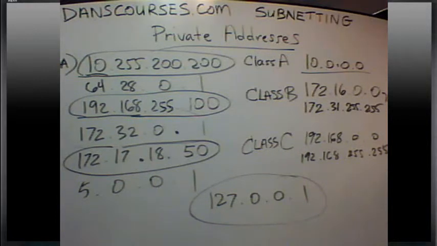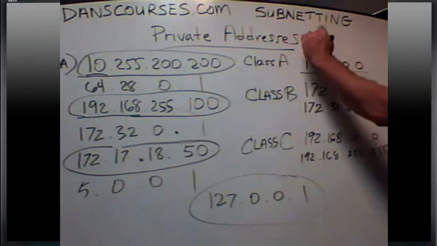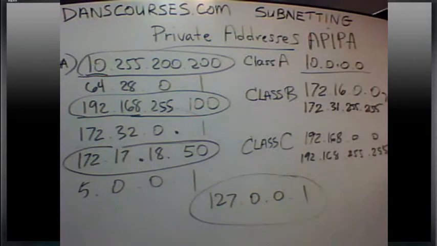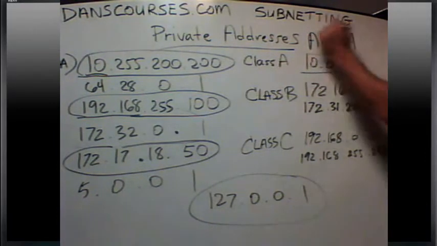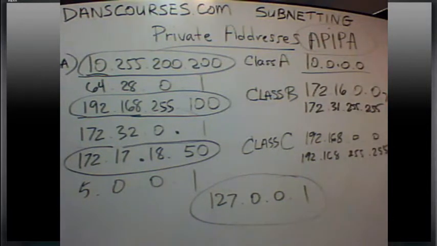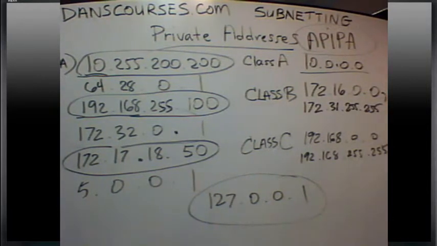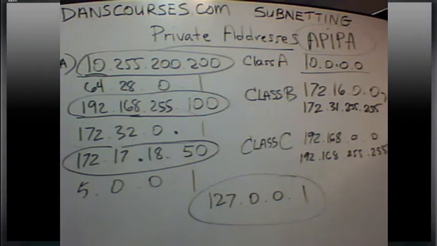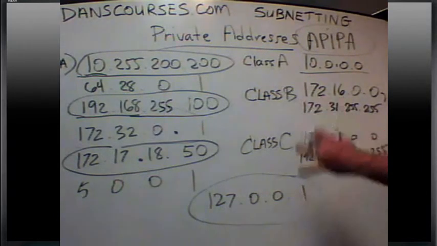And there are some other non-routable, non-public addresses. One of them is called an APIPA address. Look it up online. If you're using DHCP on Windows and you can't pick up an IP address, then Windows will automatically give you an APIPA address, which usually starts with 169, I believe. I don't remember, 169 or something. Anyway, private addresses.